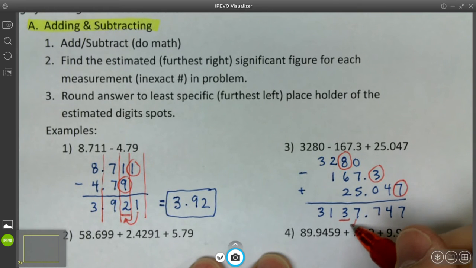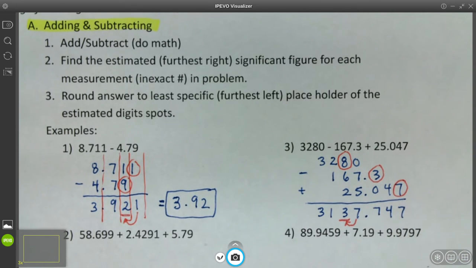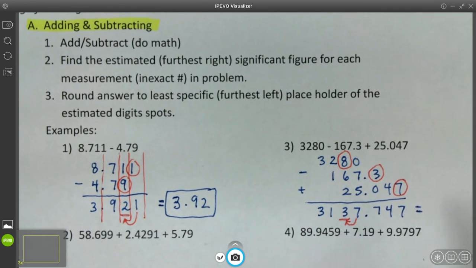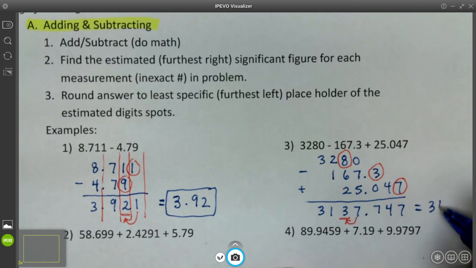If you look here, does that round it up? Yes, it does. So this becomes 3, 1, the 7 rounds to get to a 4, 3,140, no decimal point.